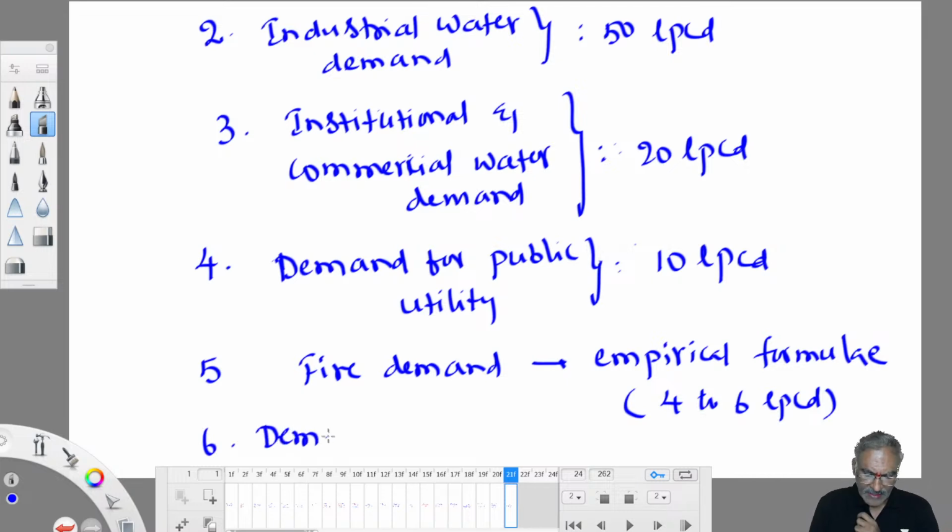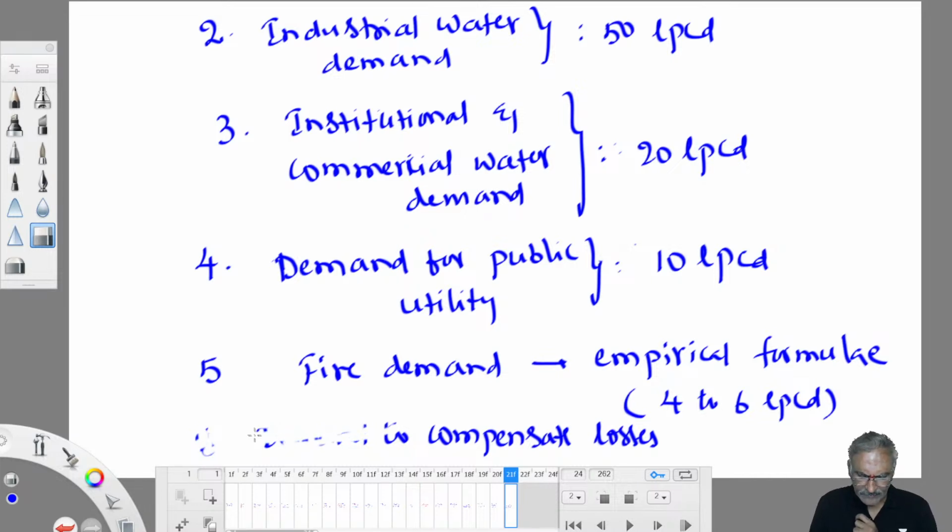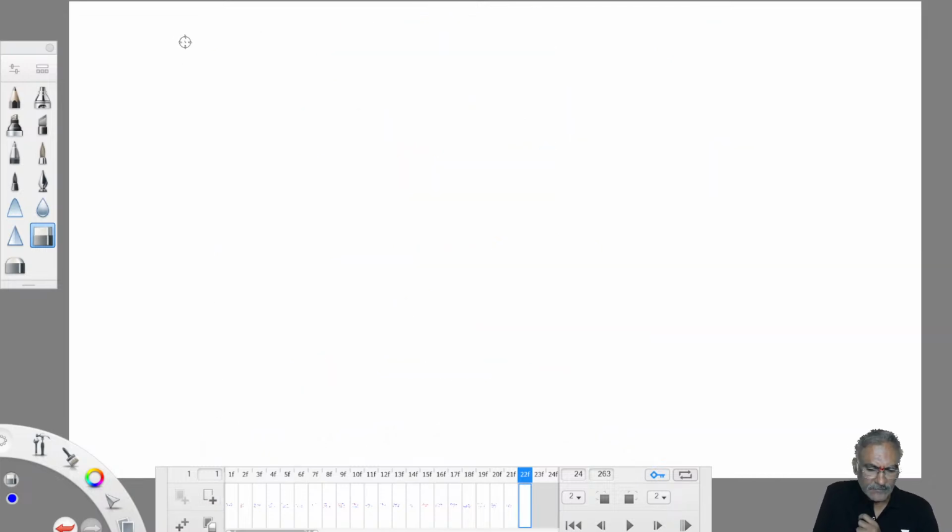Demand to compensate loss and theft. I'll write in the next page. Okay, I don't have space here. Demand to compensate losses and theft. That is the sixth one. So, what is supplied by using the water supply system? The water supply system is made up of pipelines. It's a piped water supply.